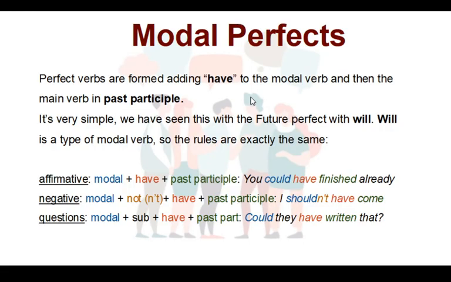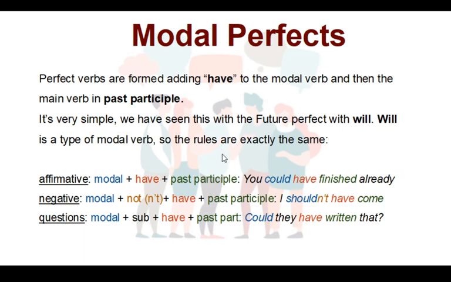Modal perfects are just simply formed by adding have to the modal verb and then the main verb in the past participle. It's very simple. We have seen this already with the future perfect with will. Since will, as we know, is a type of modal verb, the rules are exactly the same.